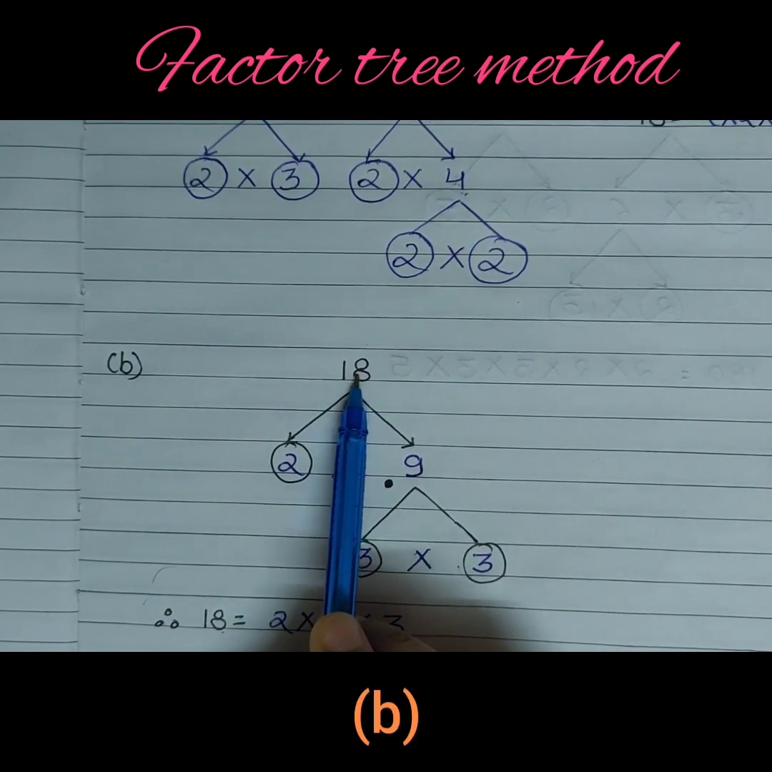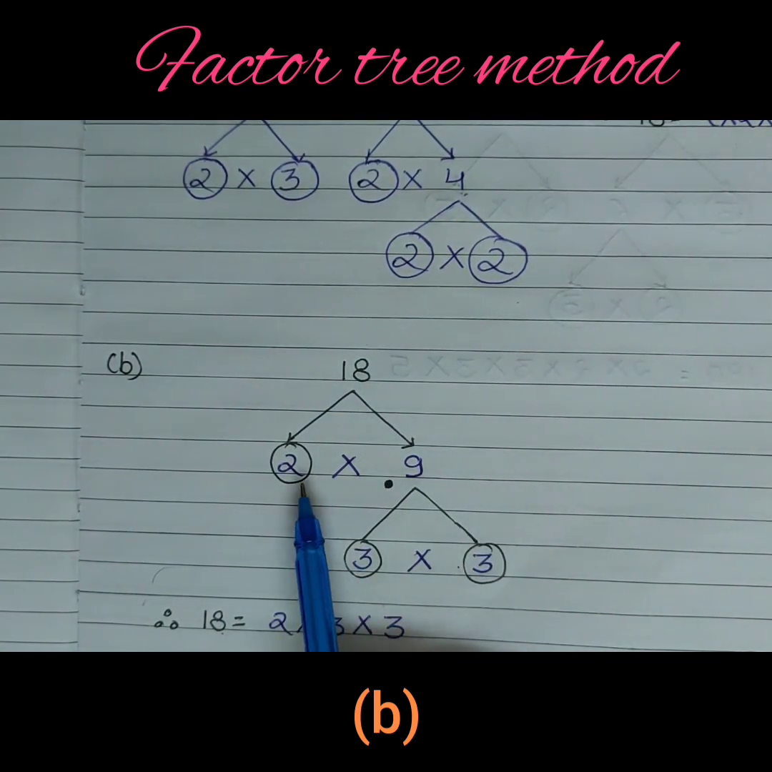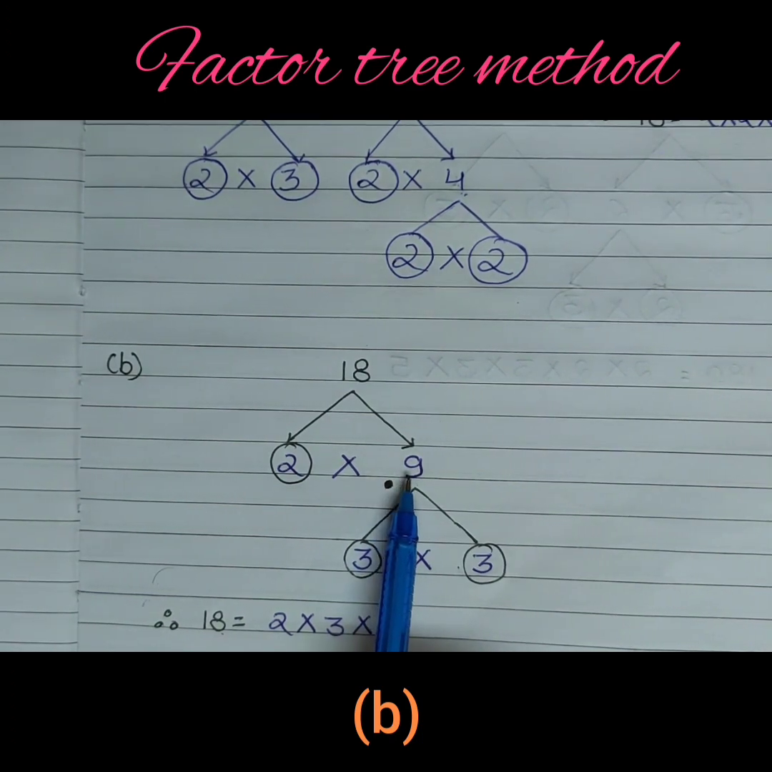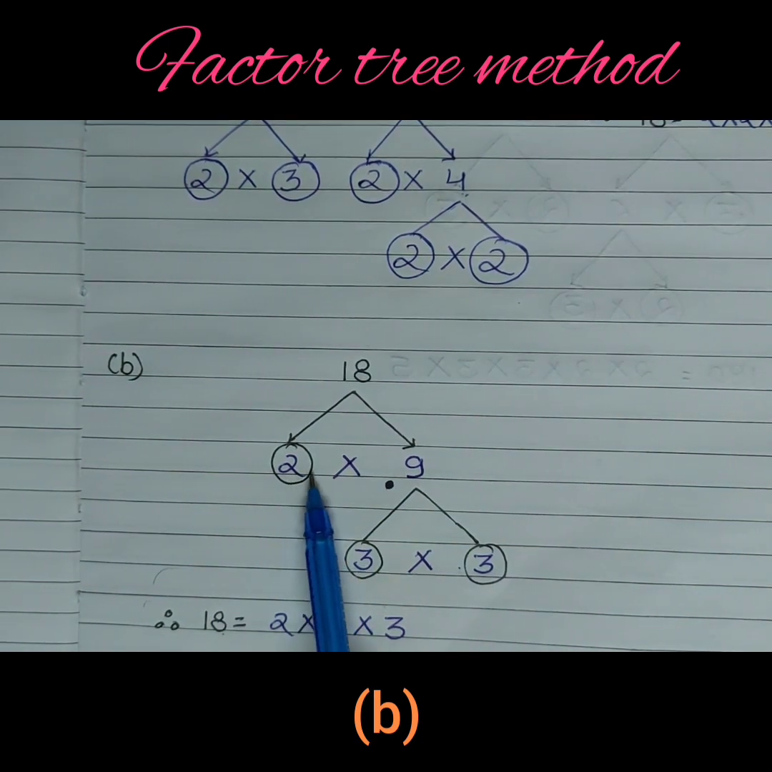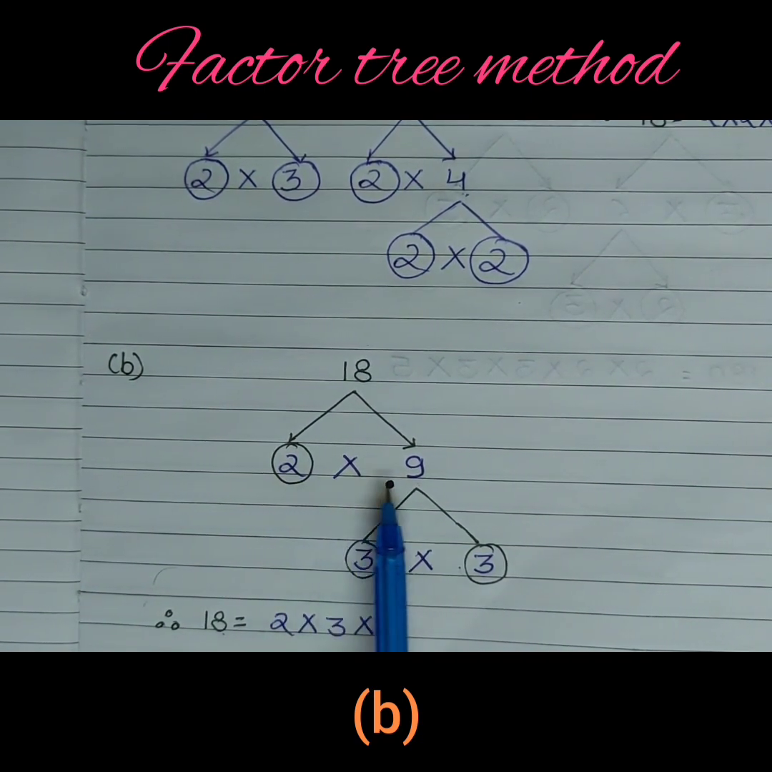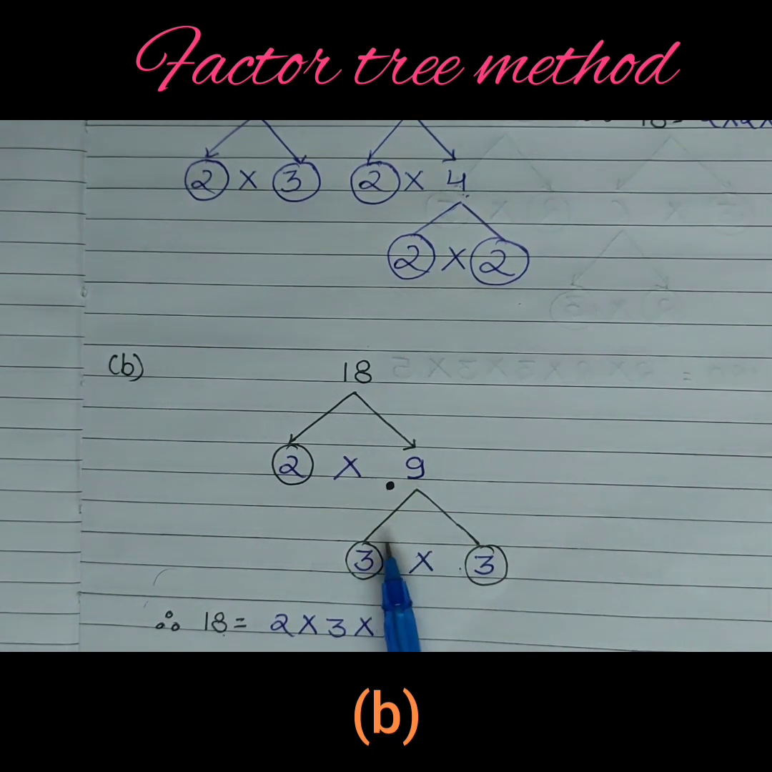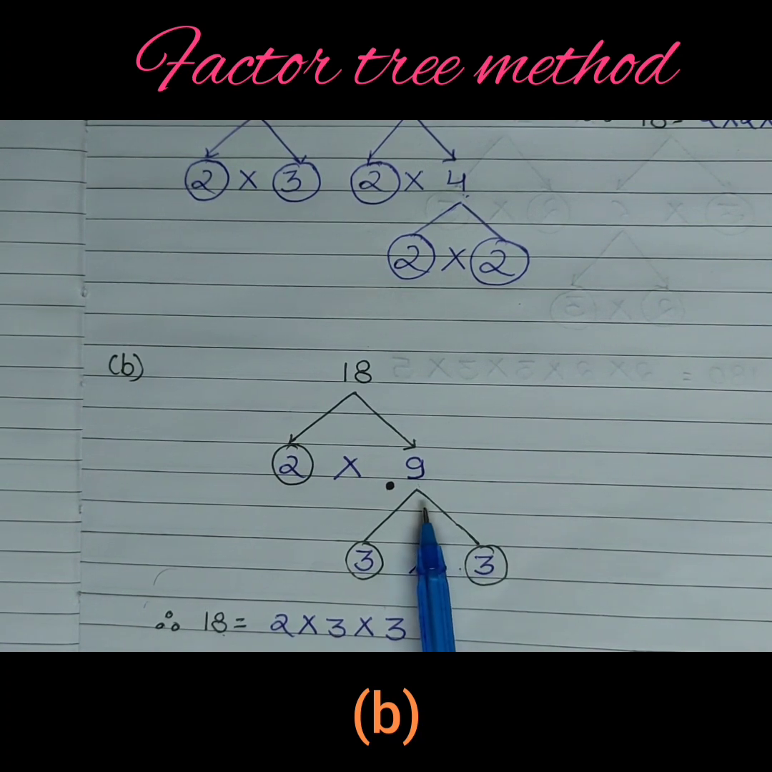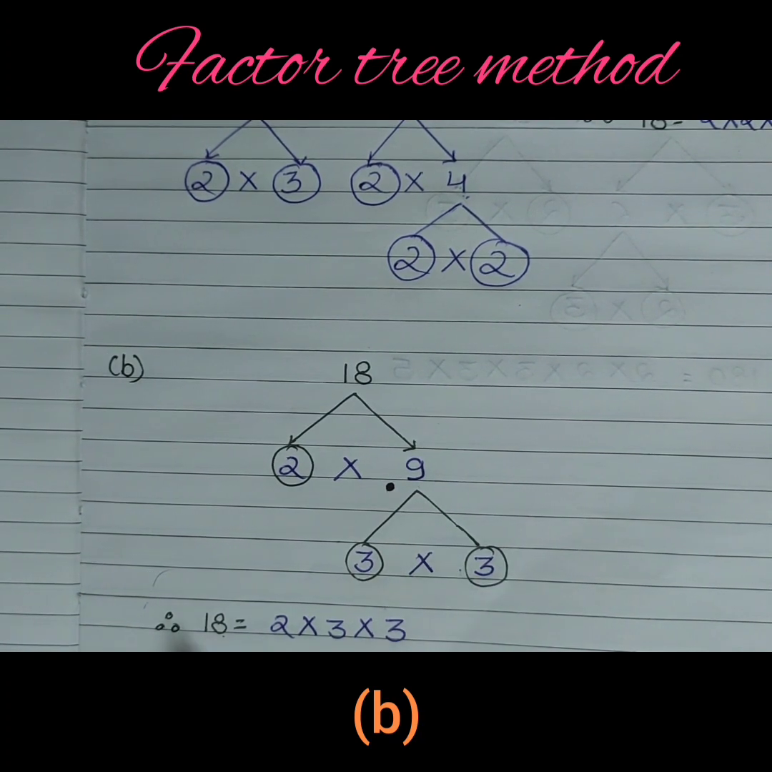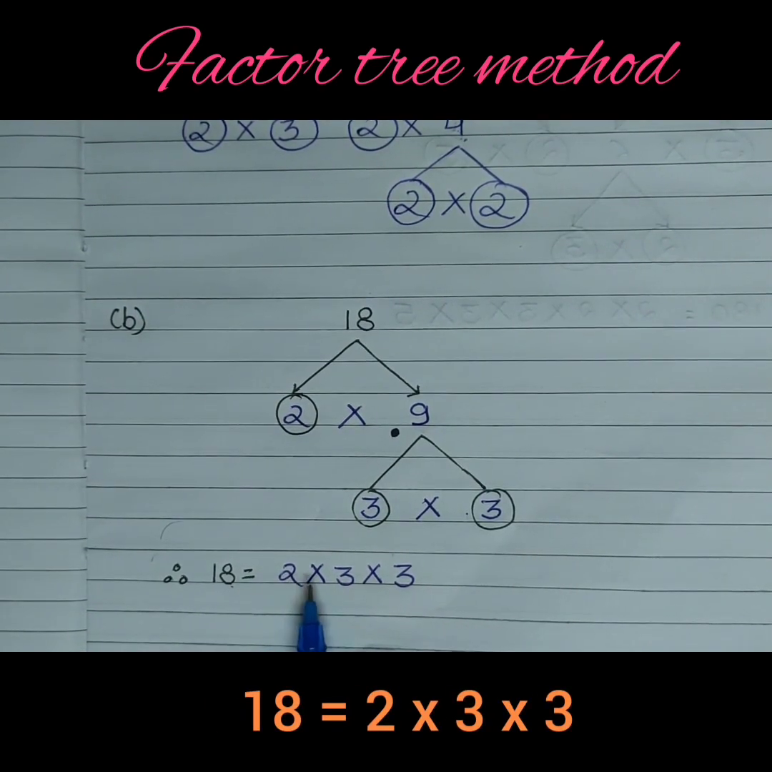B part, 18. 18 can be split into many pairs of factors. Let us take 2 times 9, as 2 times 9 is 18. So here we get our first prime number, that is 2, and are left with 9, which is a composite number. So now we will split 9 into its factors. 3 times 3 is 9 and 3 is a prime number. Therefore, the prime factorization of 18 is 2 into 3 into 3.